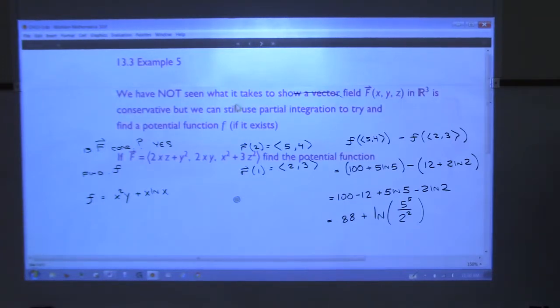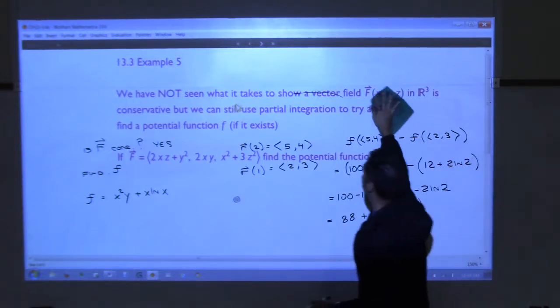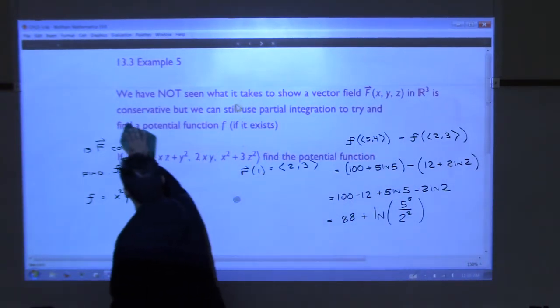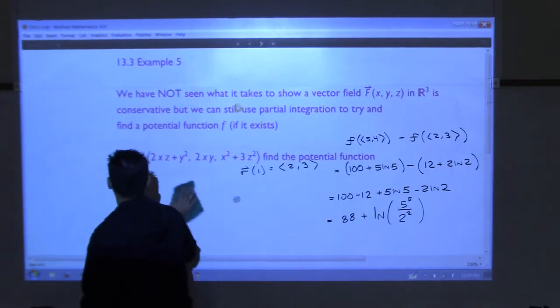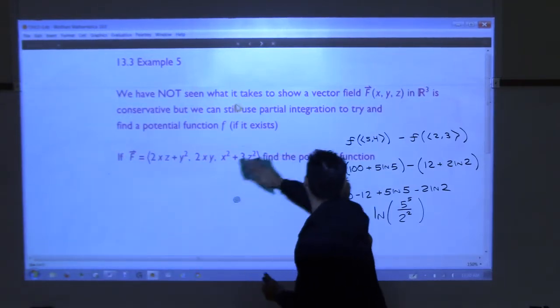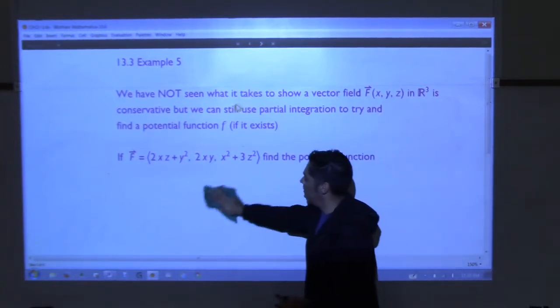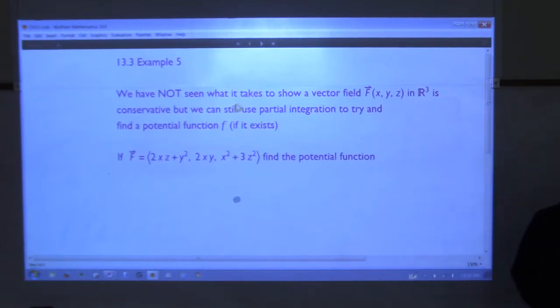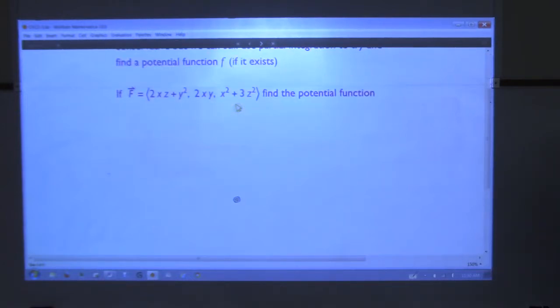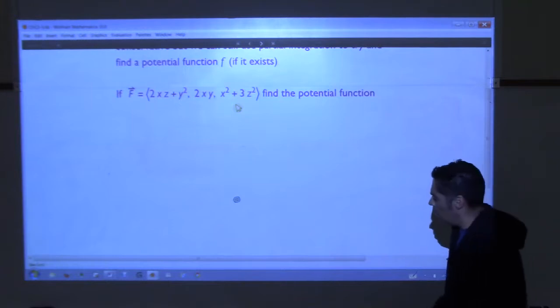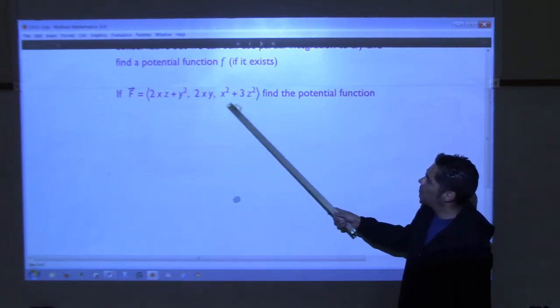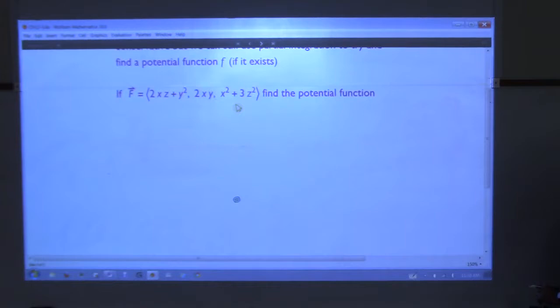Okay, we have not seen what it takes to show that a vector field in R3 is conservative. So we don't have a quick check. Not yet. We will, okay? Not yet, though. But we can still ask ourselves the question, is there a potential function for a three-dimensional vector field? So if I give you this vector field, notice that it is three-dimensional now, then can we find its potential function?